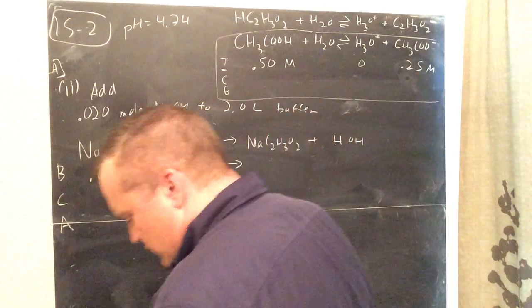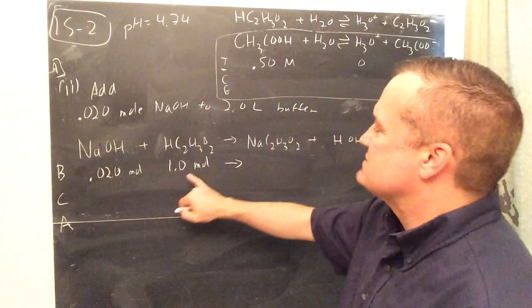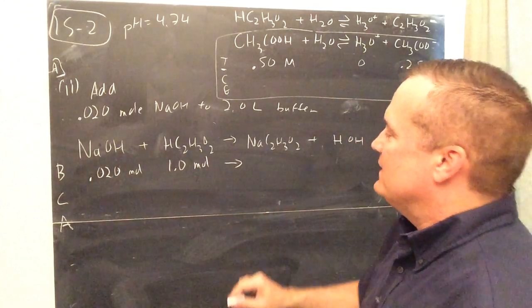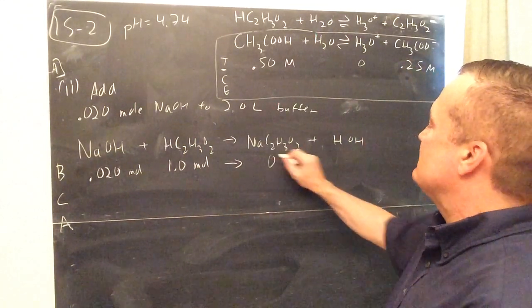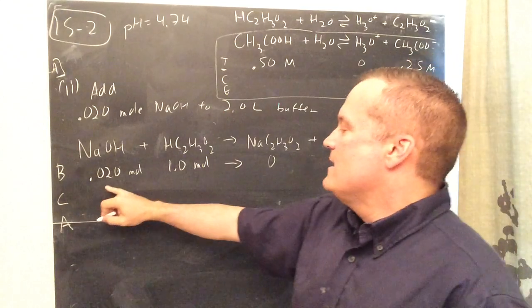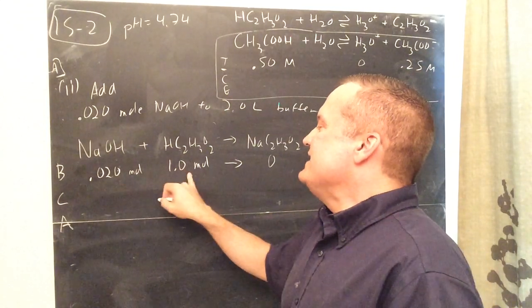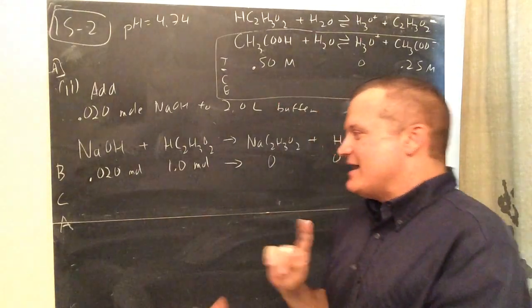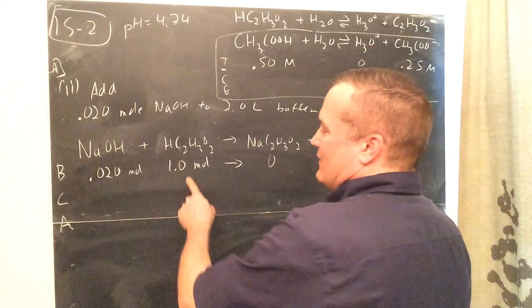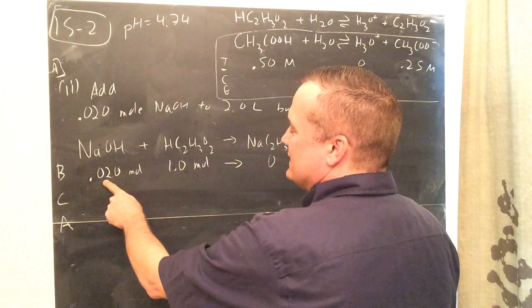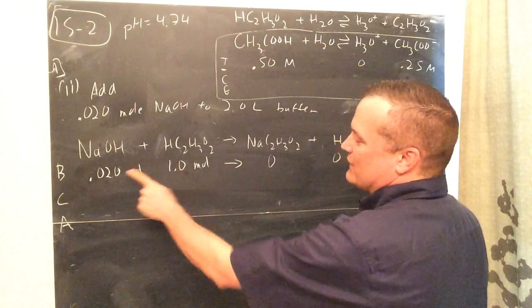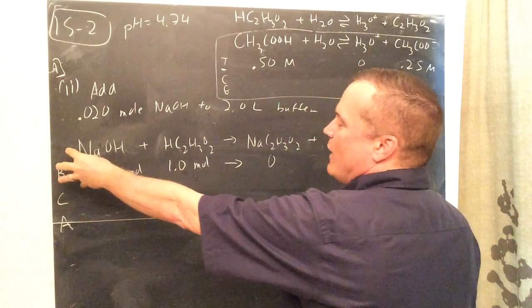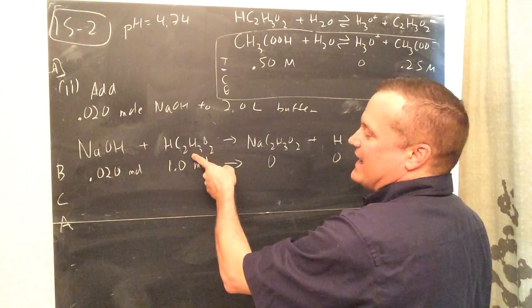So, 0.020 moles of sodium hydroxide and this. And what's going to happen? Now, we're going to start off, we have nothing to start off with, okay? But what I'll do is, now, which one of these is going to overpower the other? 1 mole of this and 0.020. Obviously, that's going to overpower it. That's going to all be eaten up. All the base that comes in is going to be eaten up by the acid.